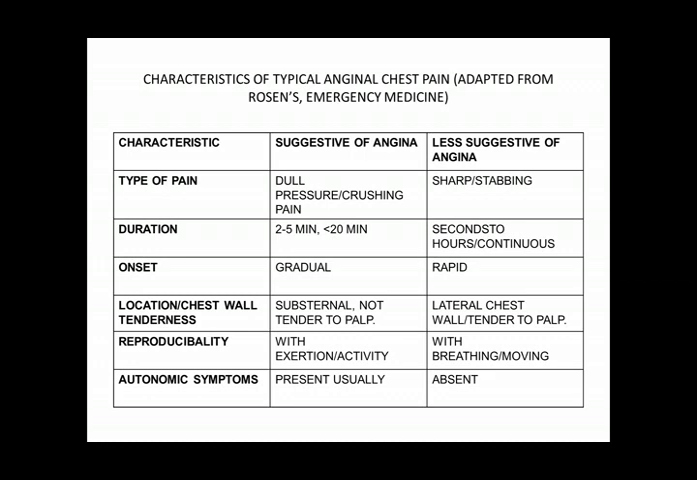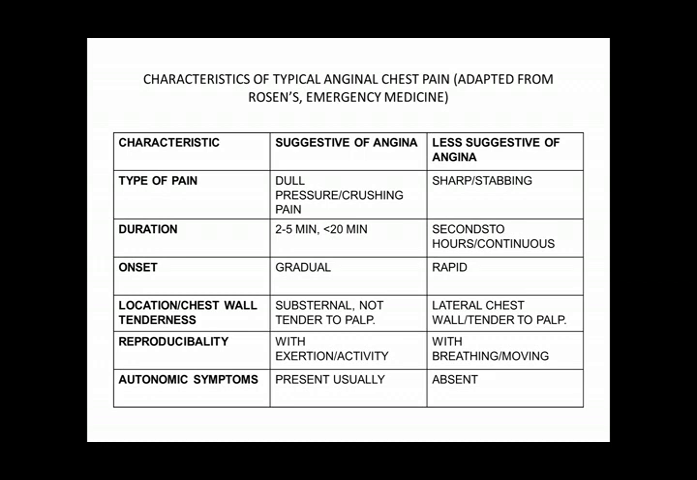The onset is gradual in cases of ischemic pain, but it escalates very quickly. In cases of non-ischemic pain, it is very rapid from the very beginning, a very rapid onset. The location is substernal or retrosternal, and it is not tender to palpation. In non-ischemic pain, this is a lateral chest pain or the upper part of the chest is involved, or it is tender to palpation at the site of the pain.